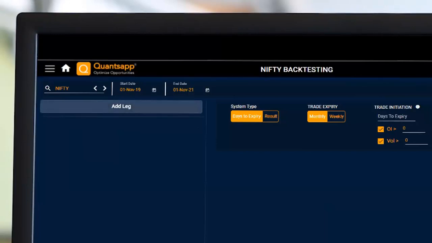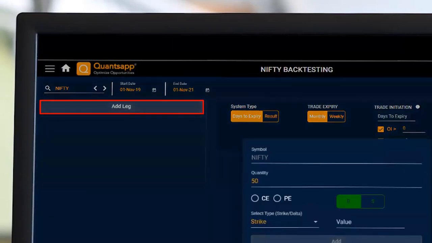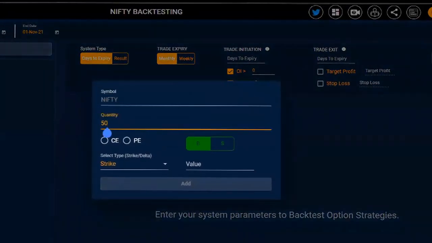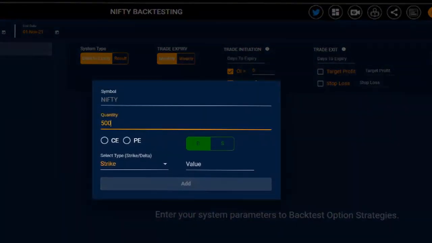Then our next step is to give input about our strategy, like what is the type of strategy which we are going to backtest. So first I'll click on add leg. The application will ask us quantity. So let's say I want to trade in 10 lots. So I will just multiply the quantity by 10. Okay. So I want to take a trade of 500 quantities every time.